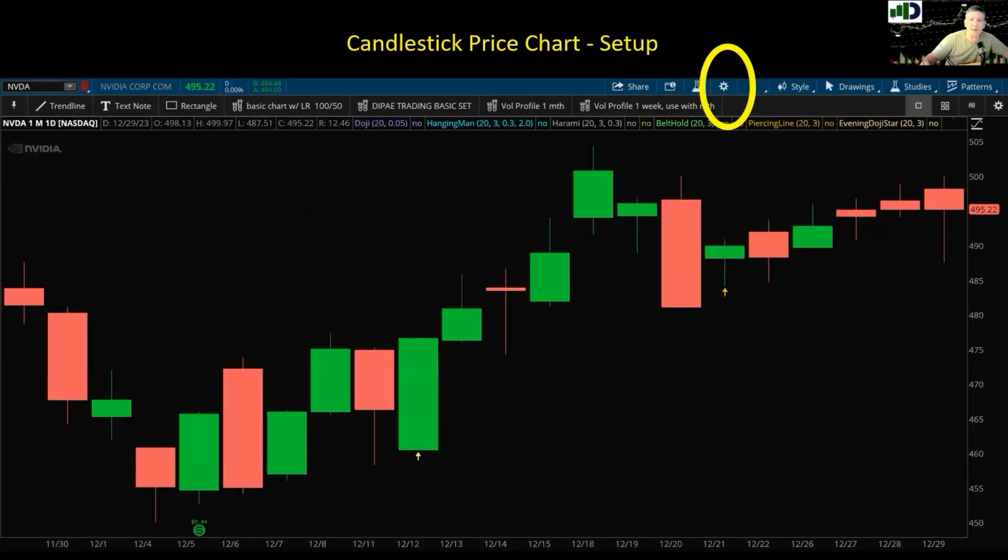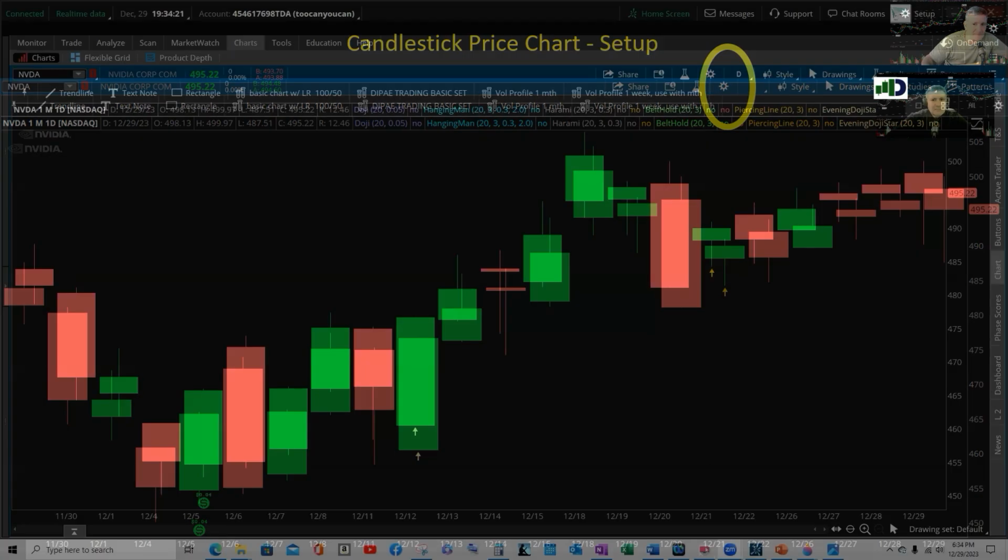Before we get into the application of the candlestick in a price chart, let's set up the Thinkorswim platform to include candlesticks. This will be used throughout our trading experience.